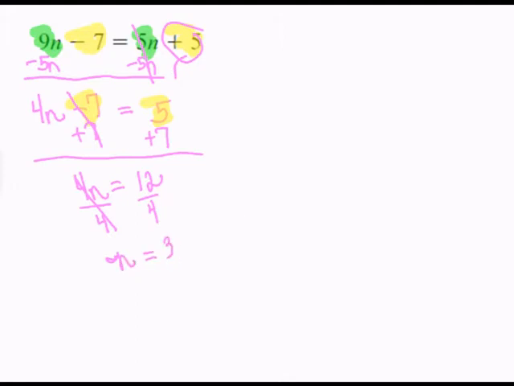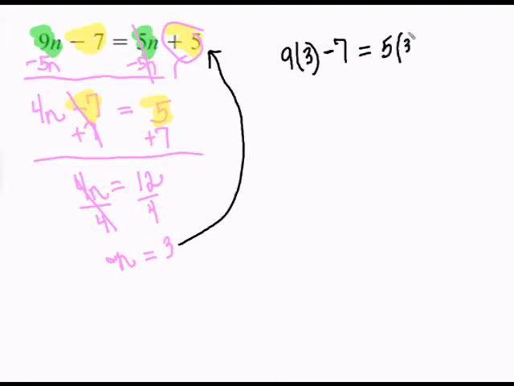Now remember, I always have to check to make sure it's a true statement. So I can plug this back in to my original. 9 times 3 minus 7 is equal to 5 times 3 plus 5. Notice, anytime I plug something in, I'm putting it in parentheses so I know that I plugged it in. Putting it in parentheses helps me when I'm dealing with negative numbers down the road.